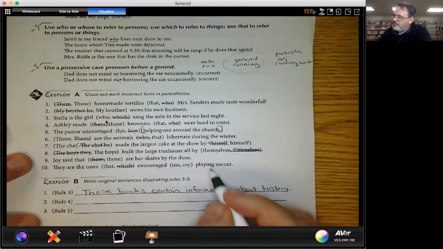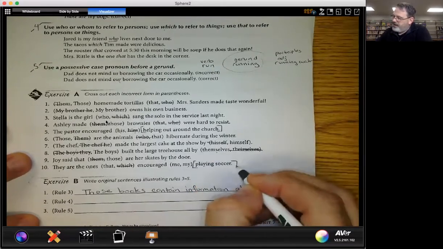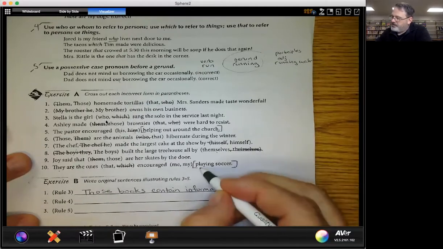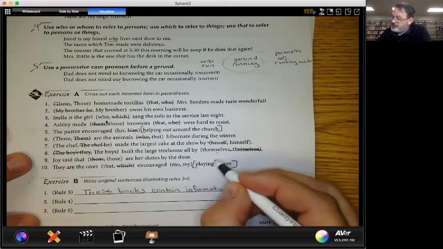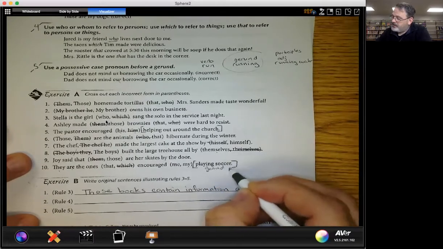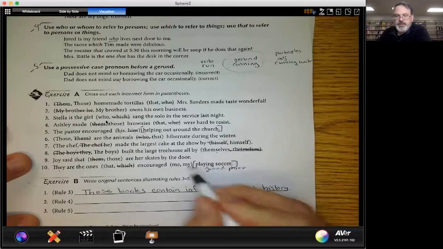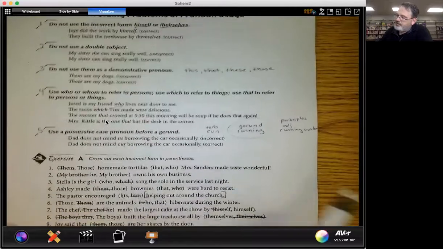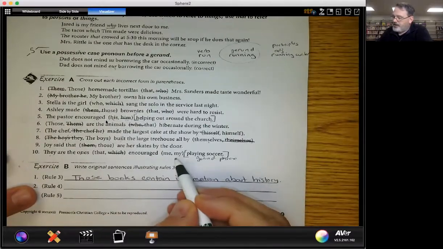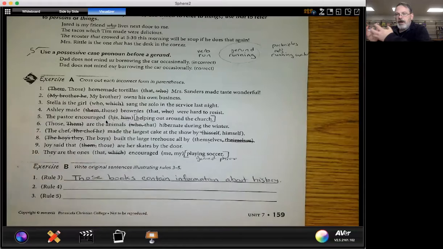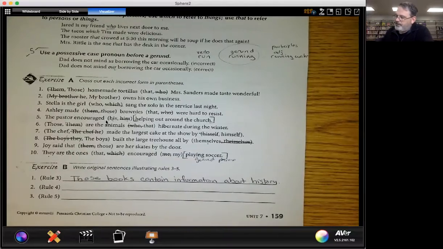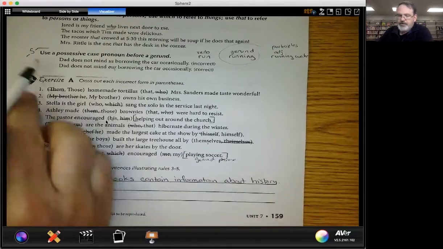Well, playing soccer is the thing that they encouraged. Thing meaning a noun. This is a noun phrase, specifically a gerund phrase, because it ends in ing and it's used as a noun. We are supposed to use possessive case pronouns before gerunds. So we need possessive, ownership. My dog is possessive. Me dog is incorrect. So that means my is the possessive case. And so we cross out me. That's because of Rule 5.